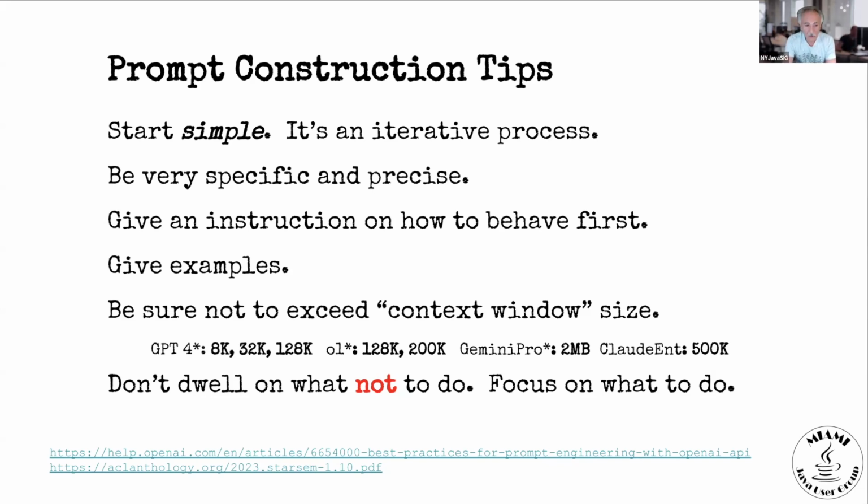And this last one here: don't dwell on what not to do. It turns out language models are really, really bad at negation. They don't really understand when you say, don't do this, don't say this, or don't say it this way. There's a paper on this. I'm not sure if one of these links has it, but if you want, I could find that paper. Language models are really bad at negation. So don't tell it what not to do. Just focus on what it should be doing.